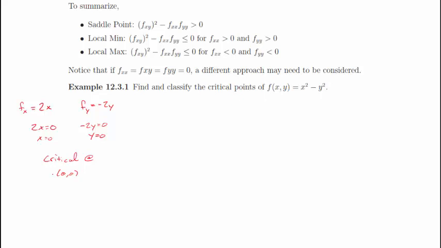So if I want to determine if 0, 0 is going to give me a saddle point, a local min, or a local max, we're now going to need the second partial derivatives. So f sub xx equals 2. F sub xy equals 0. And f sub yy equals negative 2. So if I look at f sub xy squared minus f sub xx times f sub yy, this equals 0 minus a negative 4, so plus 4, equals 4. So we're seeing this is greater than 0, so we have a saddle point.